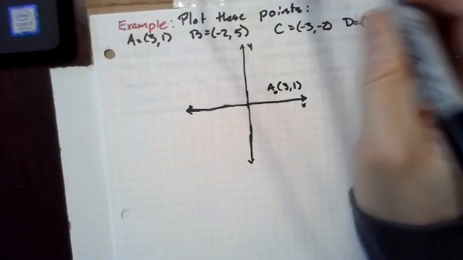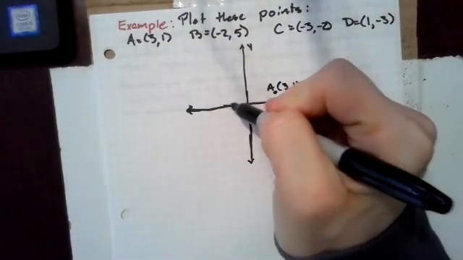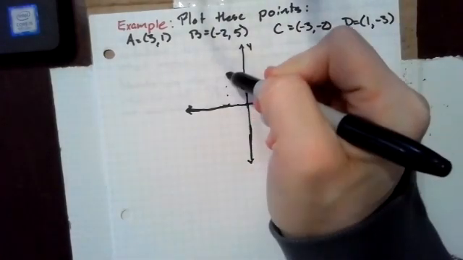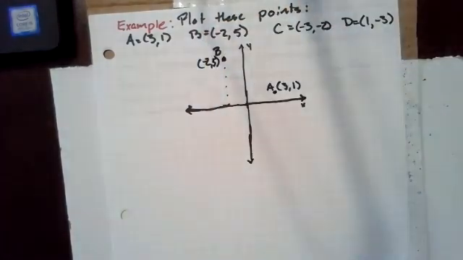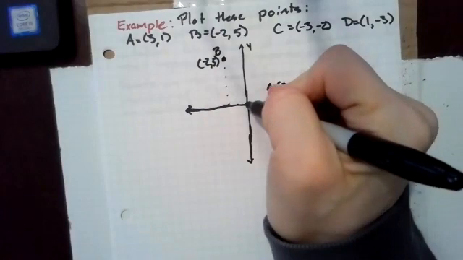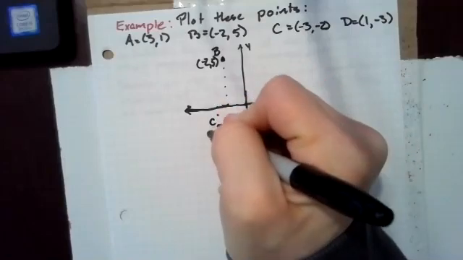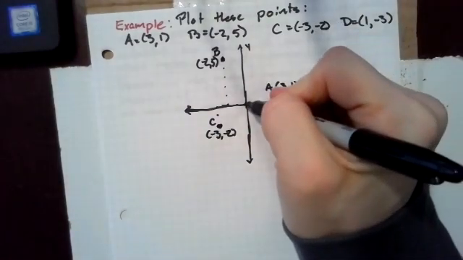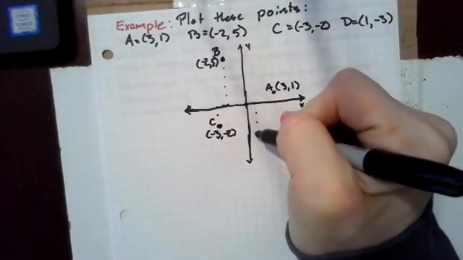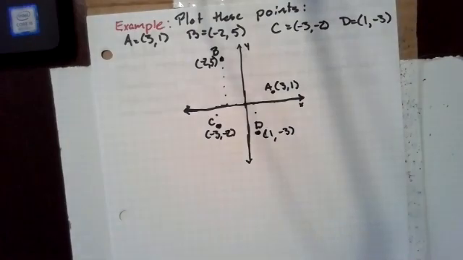(3, 1). B is (-2, 5). So we go back 2, 1, 2, and up 5. 1, 2, 3, 4, 5. So there's B. We write (-2, 5). C, we've got (-3, -2). So we count back 3, 1, 2, 3, and down 2. And D is (1, -3). We count right 1 and down 3. Simple as that.